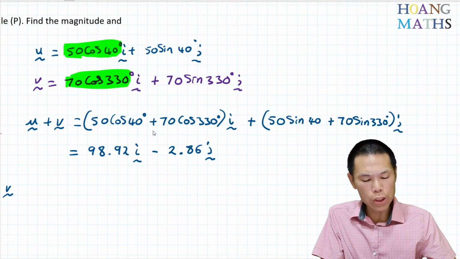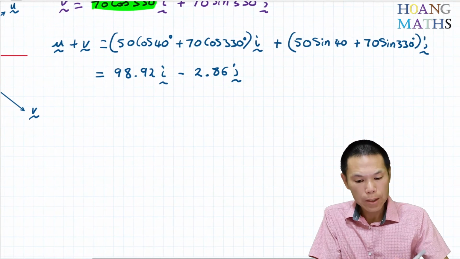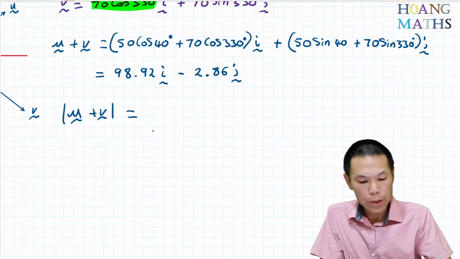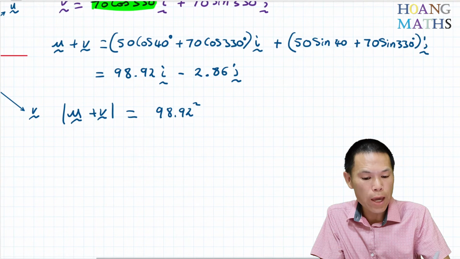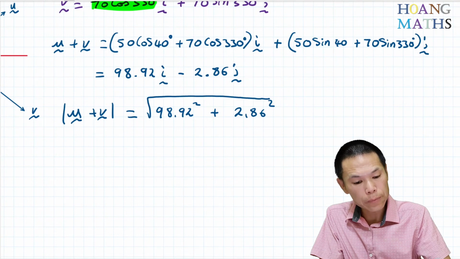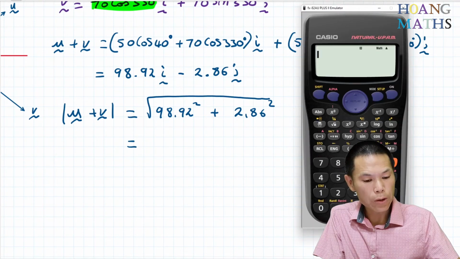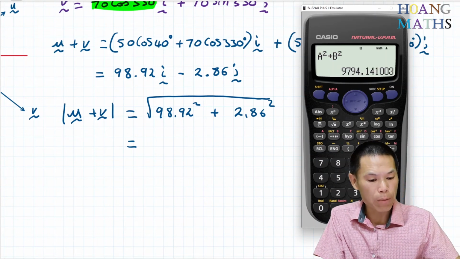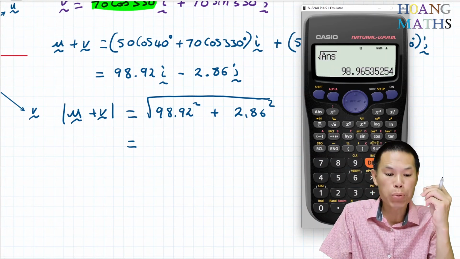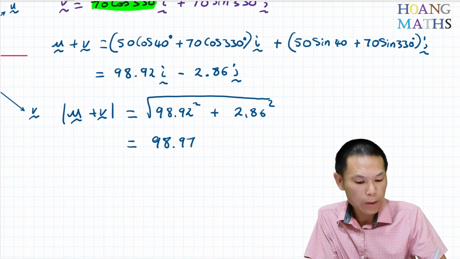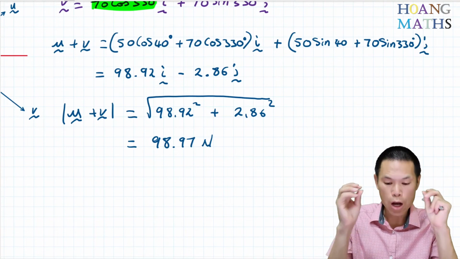Now to work out the magnitude, I just write this down here. The magnitude of u plus v uses Pythagoras' theorem. So I just go 98.92 squared plus 2.86 squared, and we square root that. Just go alpha A squared plus alpha B squared, because the i and j components are stored in A and B. Keep that in mind. So square root the answer: 98.97 newtons. That is the magnitude of the resultant vector.